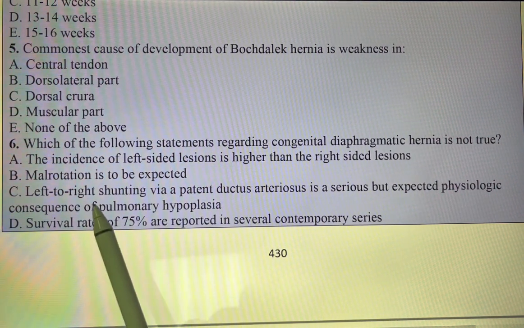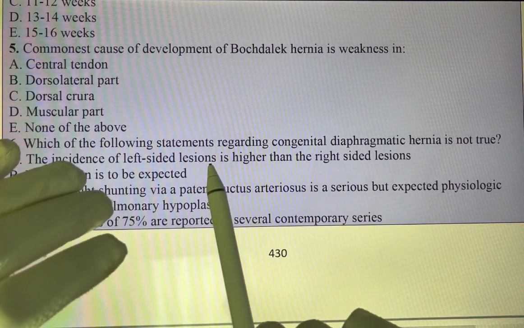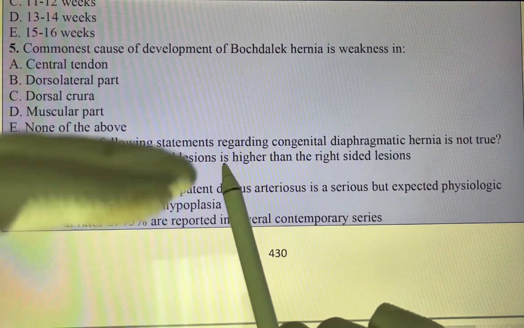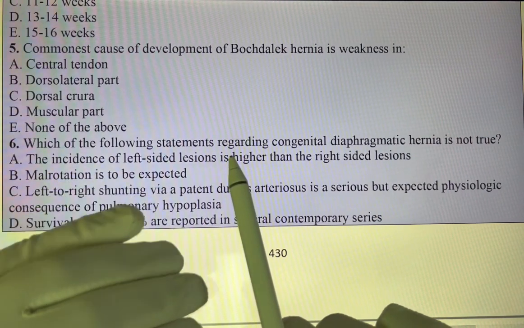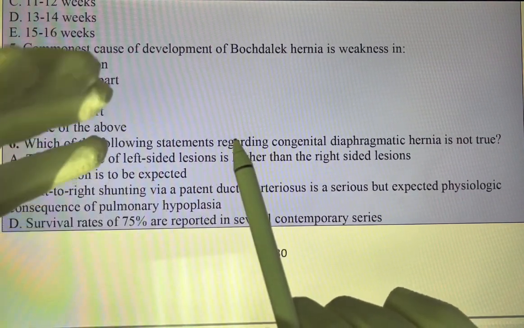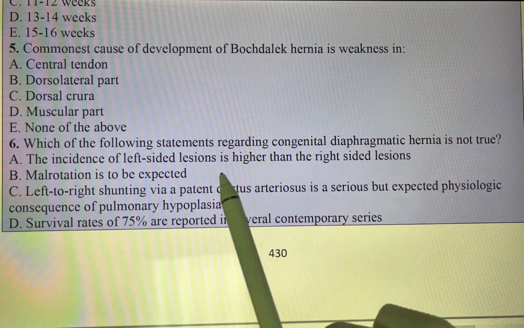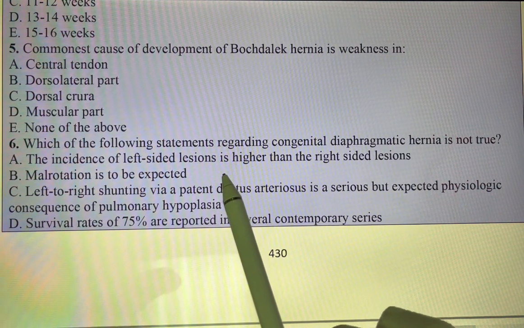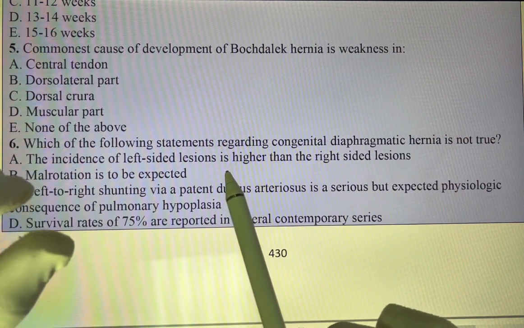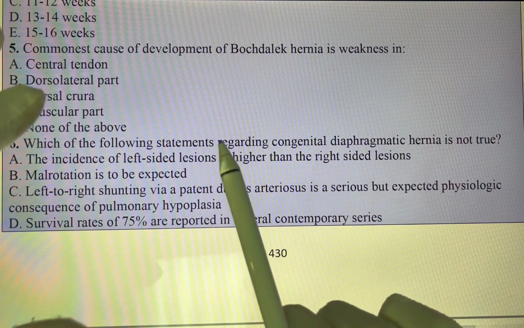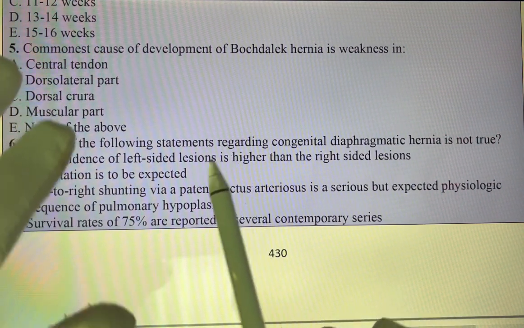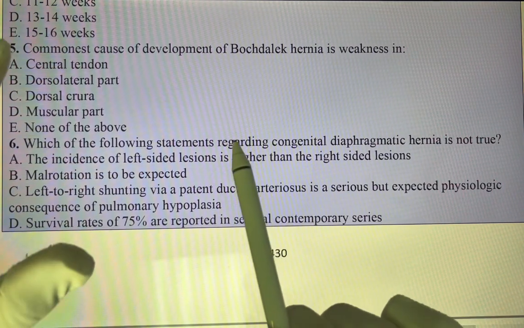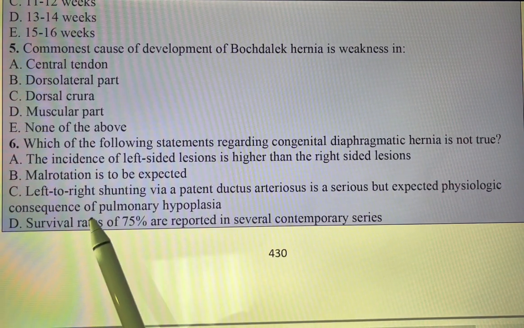Number 2, the malrotation is to be expected. Yes, when the abdominal viscera migrate outside the abdominal cavity during the organogenesis, and then they return again to the abdominal cavity, there is a failure of fixation to the posterior abdominal wall. That means that when they migrate or escape to the thoracic cavity, they are not fixed to the posterior abdominal wall, so malrotation is more likely.